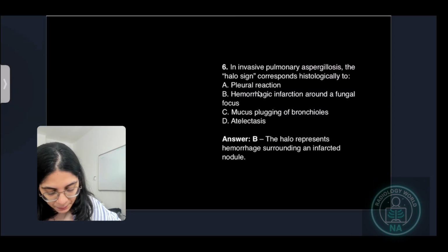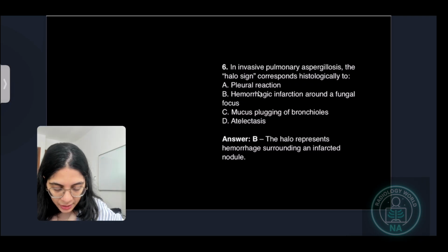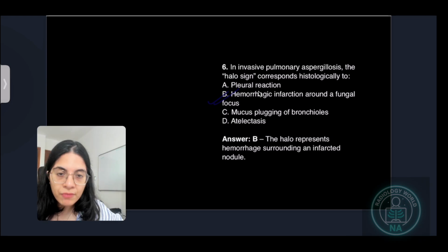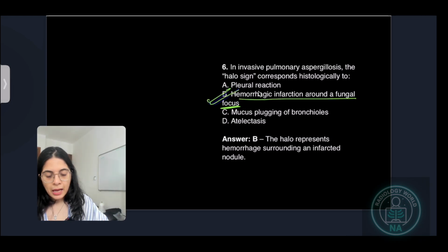In invasive pulmonary aspergillosis, the halo sign corresponds histologically to. So this is just a quick revision. We have already covered whether it is A, pleural reaction, B, hemorrhagic infarction, C, mucus plugging, or D, atelectasis. So of course it is hemorrhagic infarction around a fungal focus. Okay, so the answer over here is hemorrhagic infarction around a fungal focus. The halo will represent a hemorrhage surrounding an infarcted nodule.